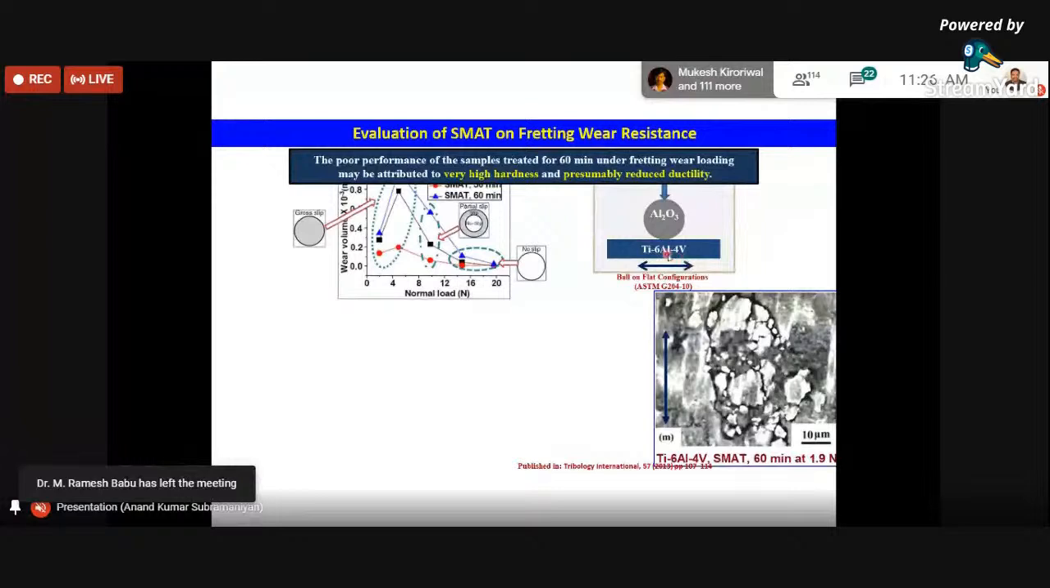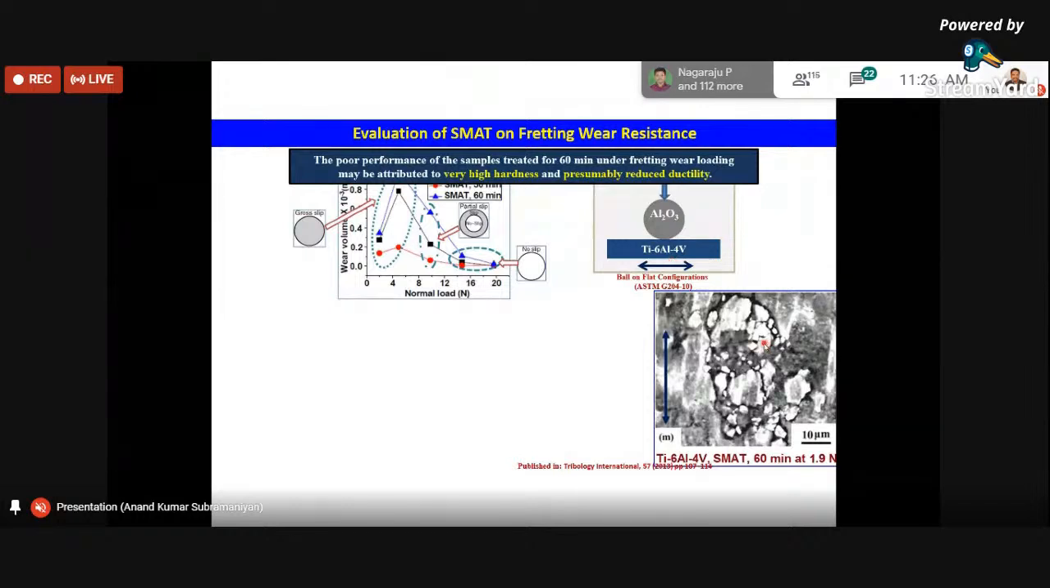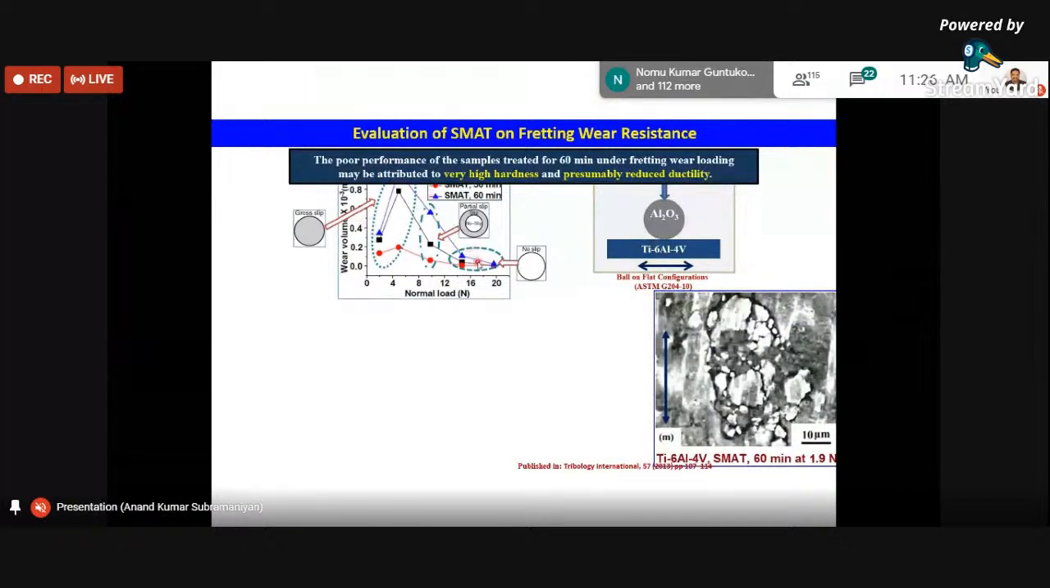But in this case, it is in microns. So this debris which gets generated will be trapped at the interface. Now what is going to happen is that initially you had a two-body wear situation, but the moment this wear debris is getting generated, you will have a three-body wear situation. So that is very aggressive, and the wear severity level will increase. Thereby you tend to see that the wear volume is higher.